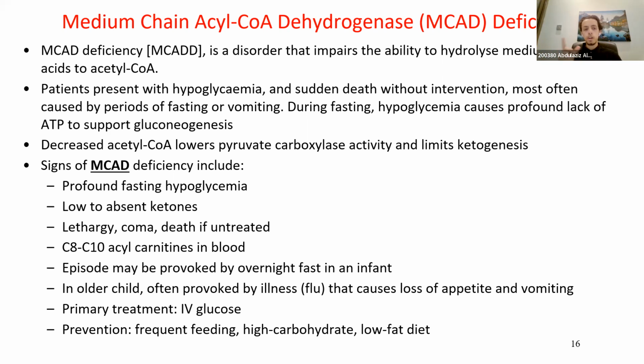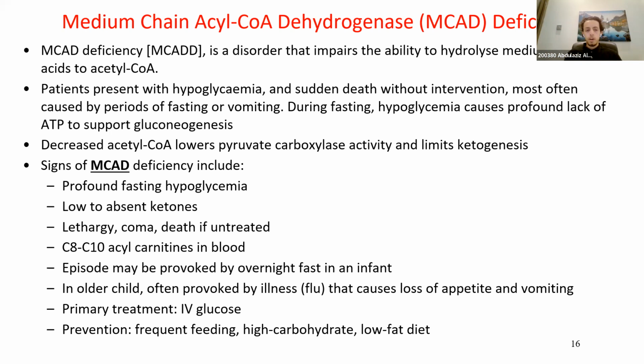And this is also very specific: you see 8 to 10 carbon acyl carnitines in the blood. So what does this mean? It means that the long chain fatty acids are entering the mitochondria. They're going through beta oxidation, but once they get to carbon 8 or carbon 10, they're done with their oxidation. They're not further oxidized, so you will see them in the blood.